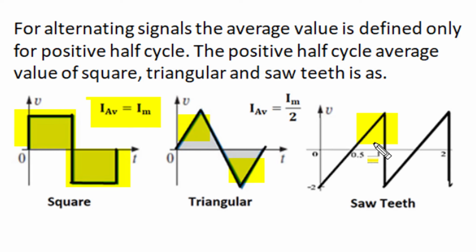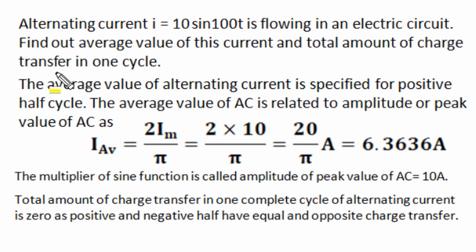Whereas in triangular and sawtooth, the instantaneous value varies linearly from 0 to the peak value Im. So the average value is half of it. So the average value is Im by 2 for both triangular and sawtooth. In examination, straightforward simple numericals are formed on average value.